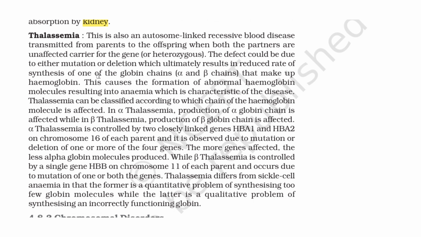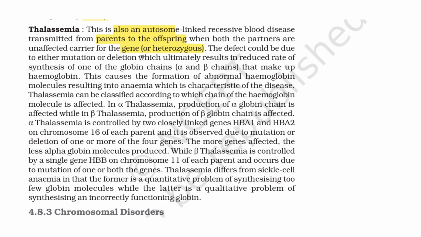Thalassemia. This is also an autosome-linked recessive blood disease transmitted from parents to the offspring when both the partners are unaffected carriers for the gene or heterozygous. The defect could be due to either mutation or deletion, which ultimately results in reduced rate of synthesis of one of the globin chains, alpha and beta chains, that make up hemoglobin. This causes the formation of abnormal hemoglobin molecules resulting in anemia, which is characteristic of the disease.